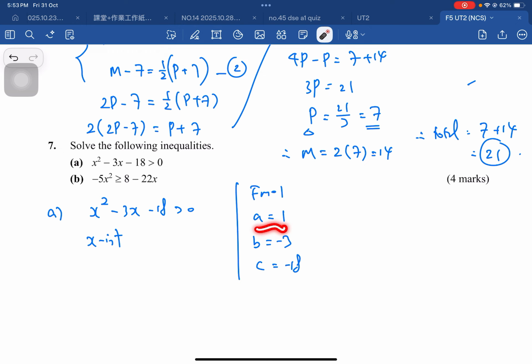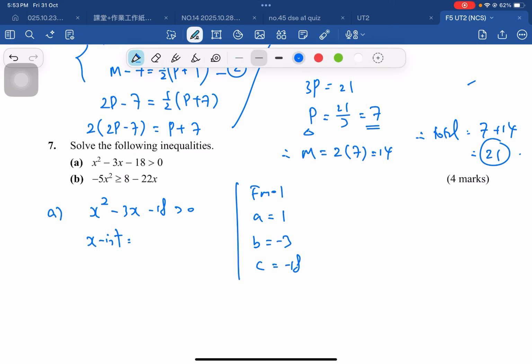So a is the number in front of the x squared, so it's going to be 1. And then b is the number in front of the x with the sign, so it's going to be -3. And then c this time is the constant, the number without the x, so it's going to be -18. After you press it, we can get the x-intercepts, which are 6 and -3.